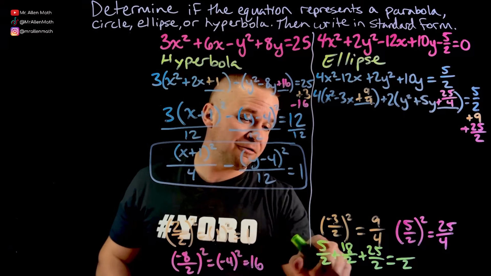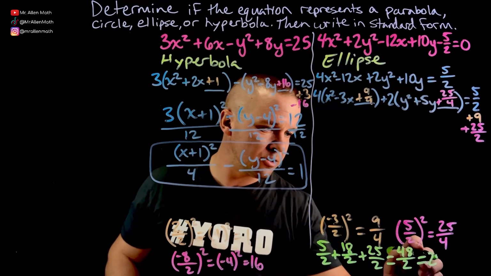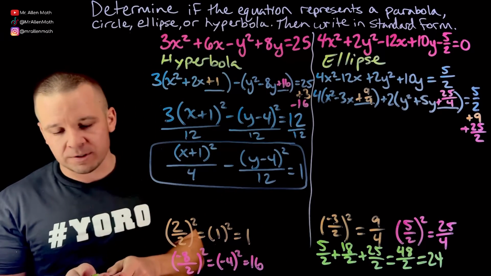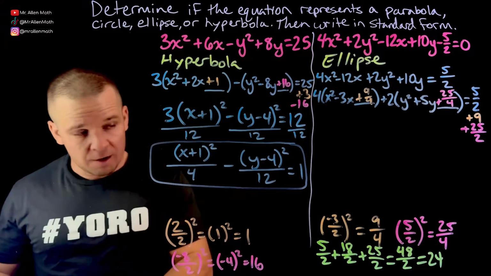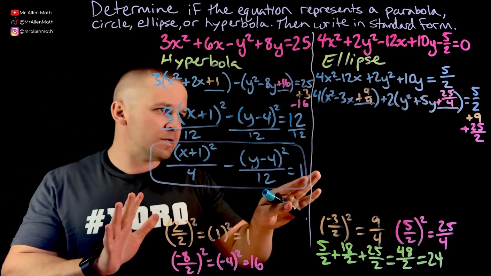All right, so now I got 5 and 25 is 30, plus 18 is 48. Oh, look at that. It reduces down to 24. How wonderful. It's like I almost planned it on a sheet of paper off to the side before I made this video. Excellent. Excellent.